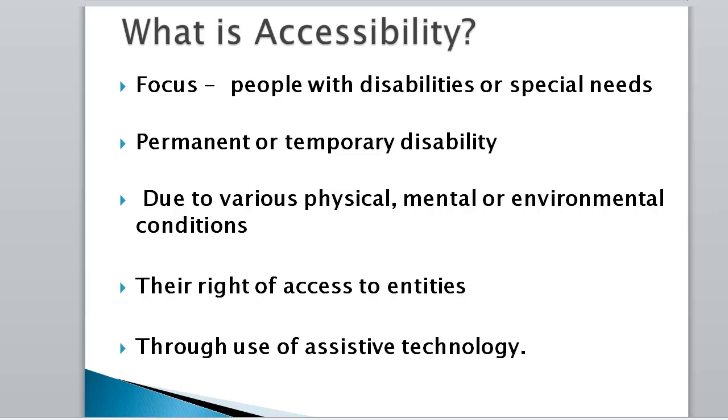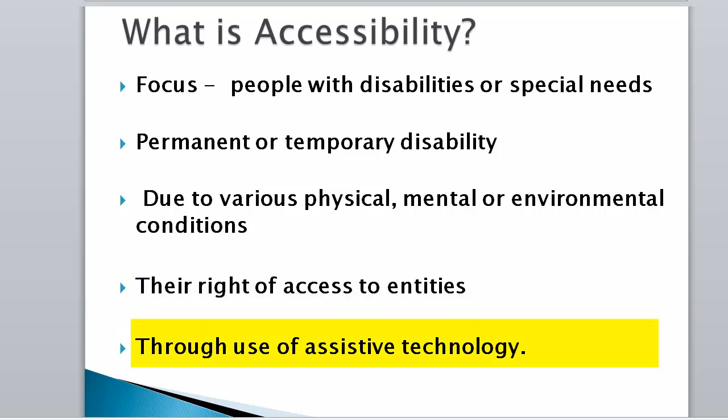Accessibility specifically focuses on people with disabilities or special needs. This could be a permanent disability or a temporary disability. The disability could be something they were born with, or it could be due to various physical, mental, or environmental conditions. Regardless of where the disability originated, their ability to access different entities is impaired, and you might look at their right to obtain access to these things as also being denied.